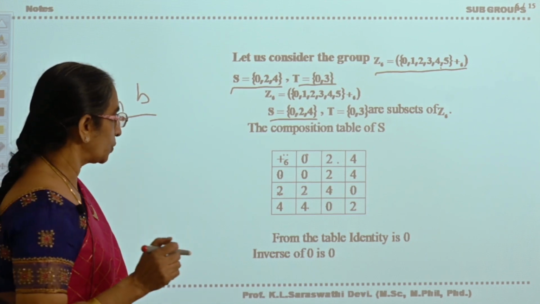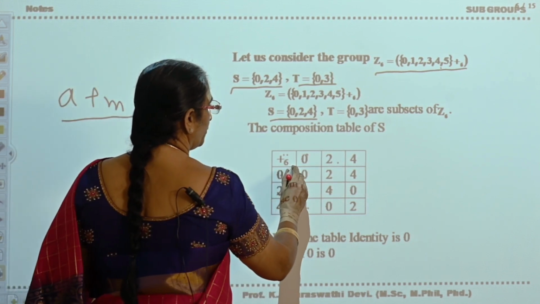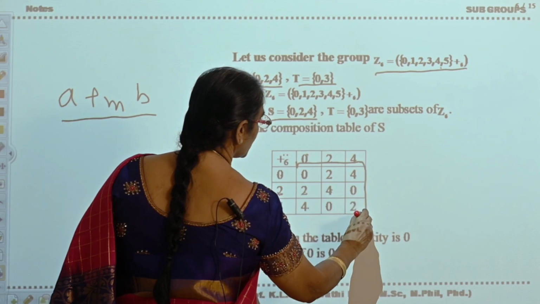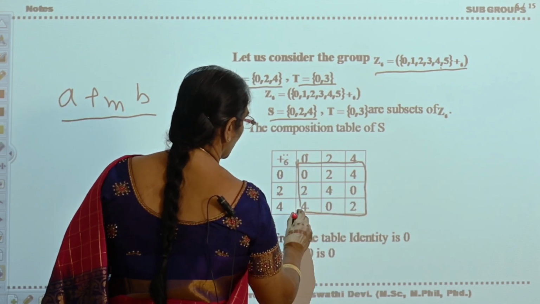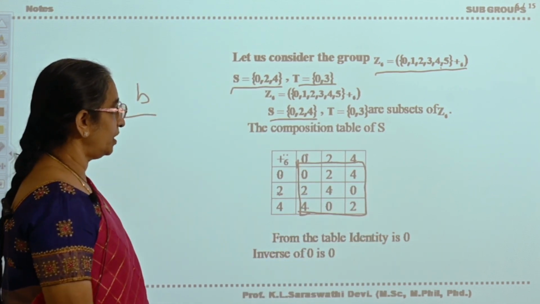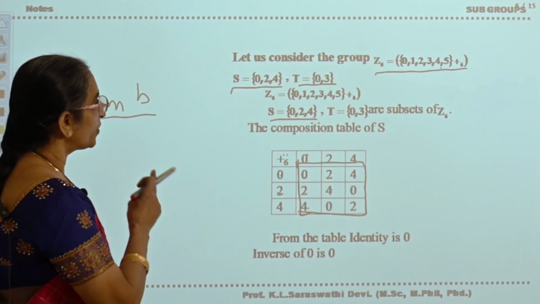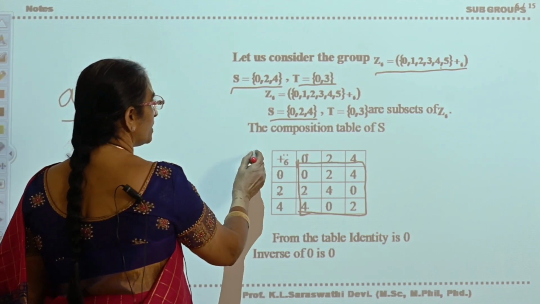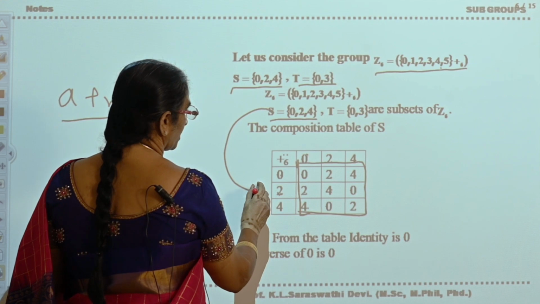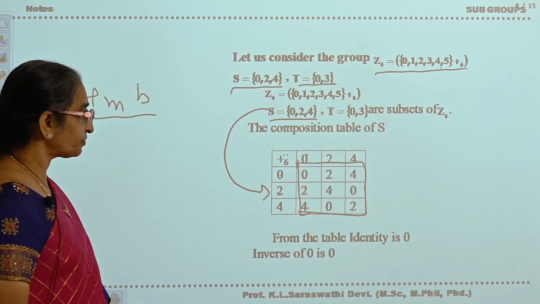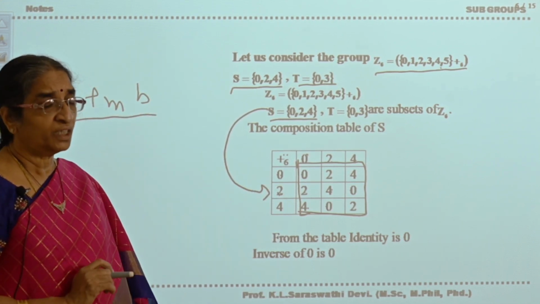The remainder is 2. Now see the table. If you observe the body of the table, all the entries belong to the set S. This is the composition table of S. All the entries belong to S.